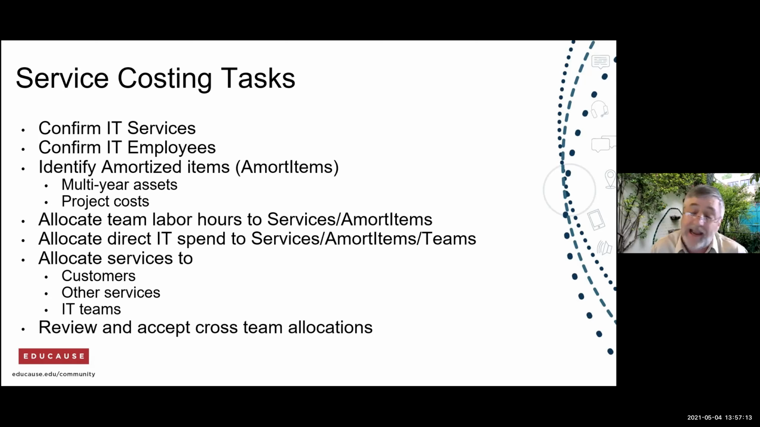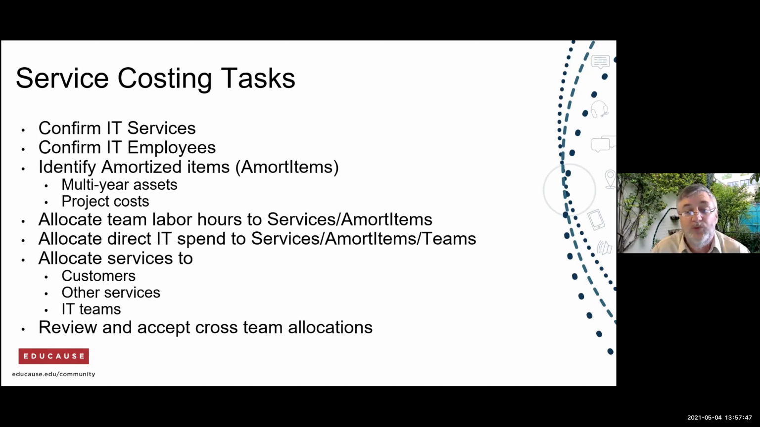They then need to allocate their total number of billable labor hours to services. They allocate any direct spend from GL to services, amortized items, or as an indirect team cost that then flows back into their labor rate. Then they allocate their services to customers, other IT services, or other IT teams, or a combination for each service. Each team then reviews and accepts the allocations from other IT teams, and that's it.